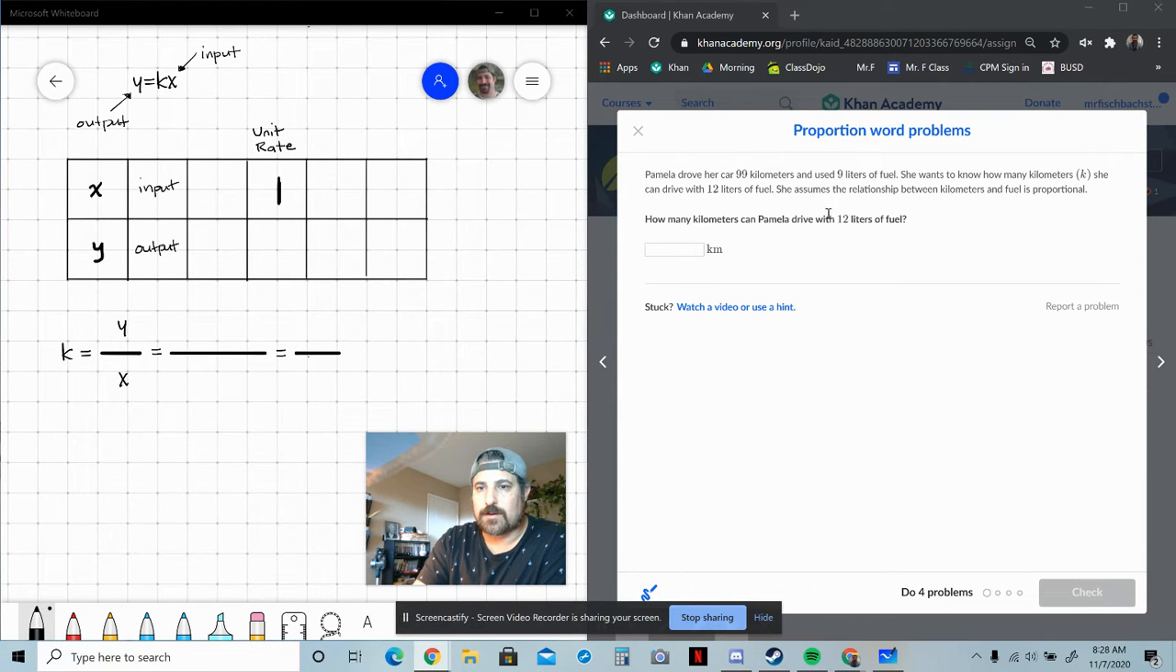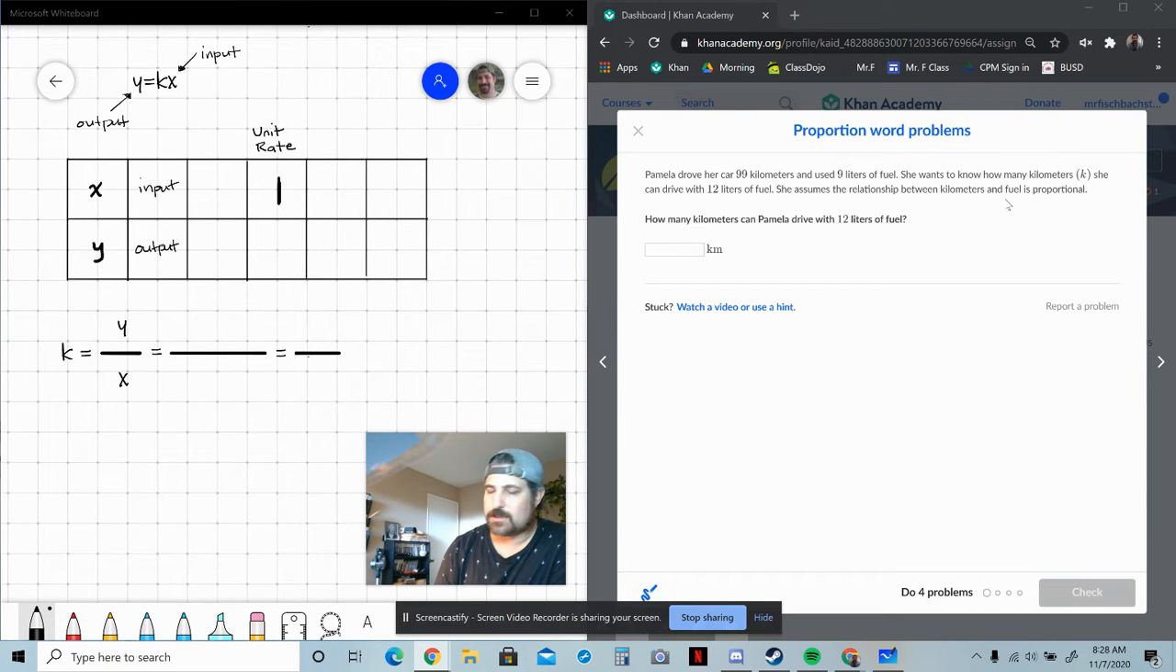So let's go through and see if we can answer some word problems. Pamela drove her car 99 kilometers and used 9 liters of fuel. She wants to know how many kilometers she can drive with 12 liters of fuel. She assumes the relationship between kilometers and fuel is proportional. So she's thinking she's got basically an average fuel consumption rate that's consistent and constant.